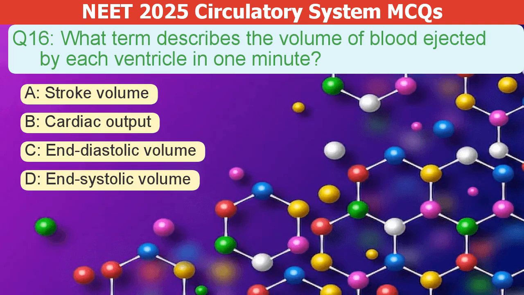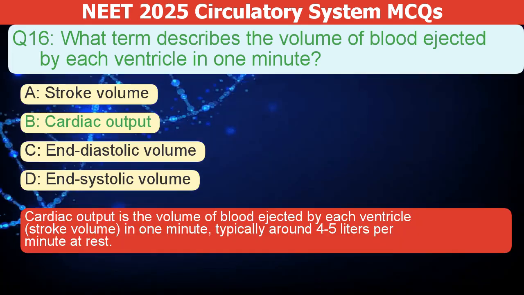What term describes the volume of blood ejected by each ventricle in 1 minute? A. Stroke volume. B. Cardiac output. C. End diastolic volume. D. End systolic volume. The correct answer is B. Cardiac output is the volume of blood ejected by each ventricle, that's the stroke volume, in 1 minute. It's typically around 4 to 5 liters at rest.